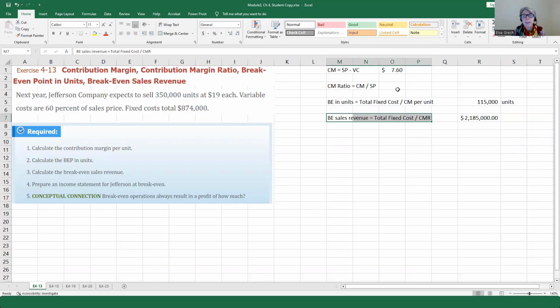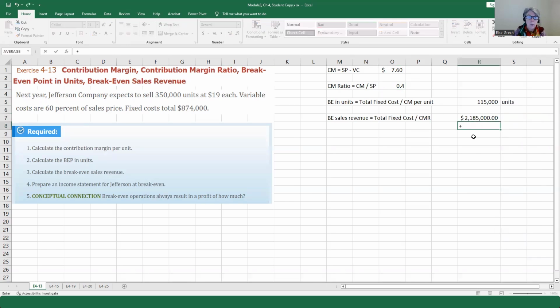However, I've also got this formula right here. Oh, I forgot to calculate the contribution margin ratio. So I'm going to take the $7.60 and I'm going to divide it by the selling price, which is 19. So this tells me it's 40%. Well, that makes sense because if variable costs are 60%, then the contribution margin is going to be 40%. And I'll show you that in a second. So now we can take the total fixed costs, which are 874,000, and we can divide it by the contribution margin ratio, and it should equal 2,185,000. And it does.